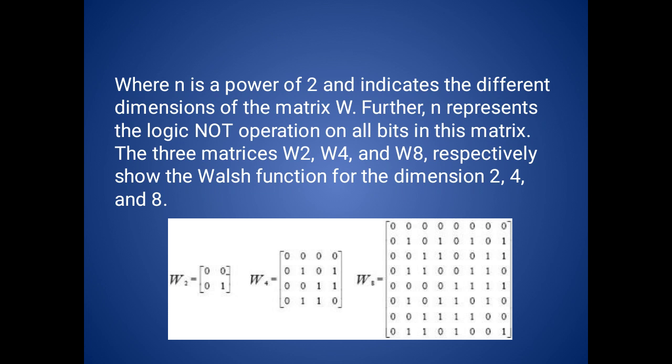One more common point you have to observe in all the matrices, as he told in the earlier slides, is that in each matrix the first row and first column will be zeros and the remaining will be combinations of zeros and 1 in any order.